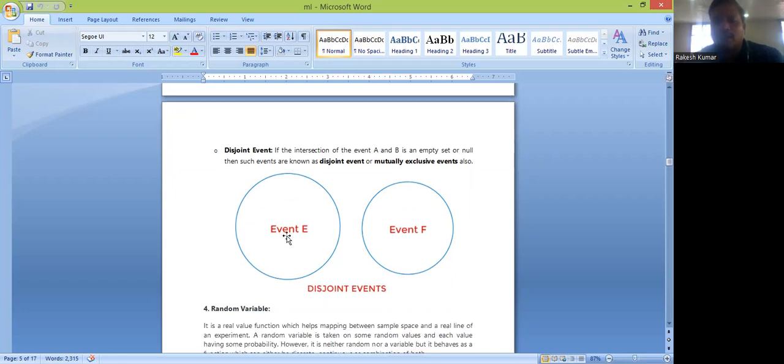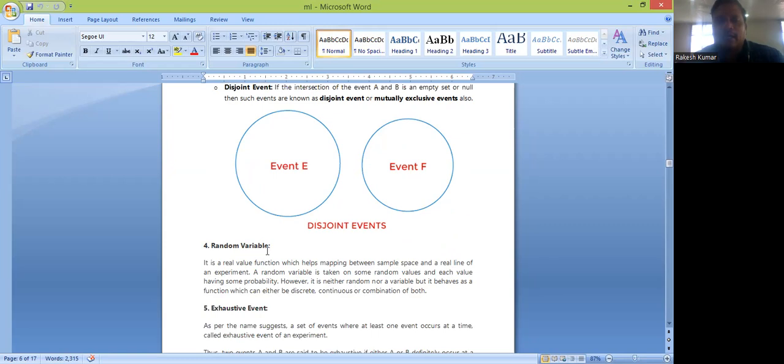So here it is event E and this is event F. A random variable is a real-valued function which helps in mapping between the sample space and a real line of an experiment. A random variable takes some random values, each value having some probability. It is not really a variable, but it behaves as a function which can be discrete, continuous, or a combination of both. So here we have event E and event F. We will take some random samples, and according to that we are going to implement what we call a random variable.